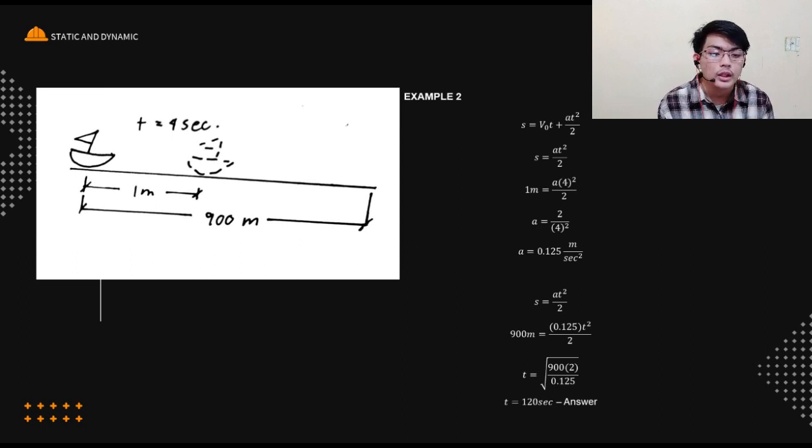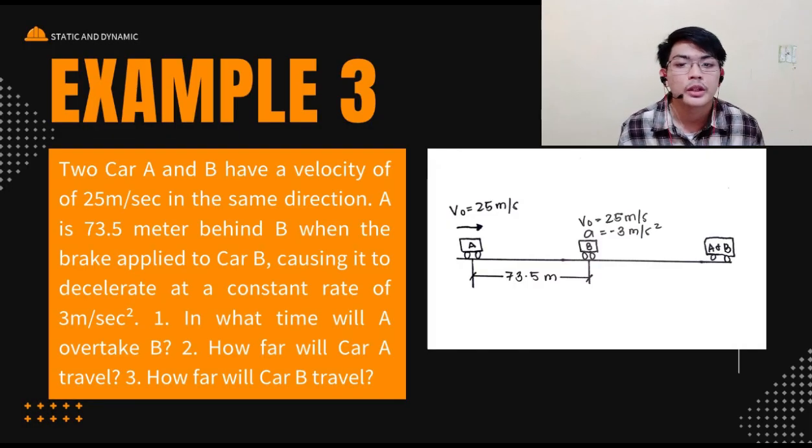So we have t equal to the square root of 900 times 2 divided by 0.125, leading us to our time of 120 seconds. So that's how long the boat takes to slide down 900 meters. Now, to explore dynamics even further, let's proceed to example number 3.